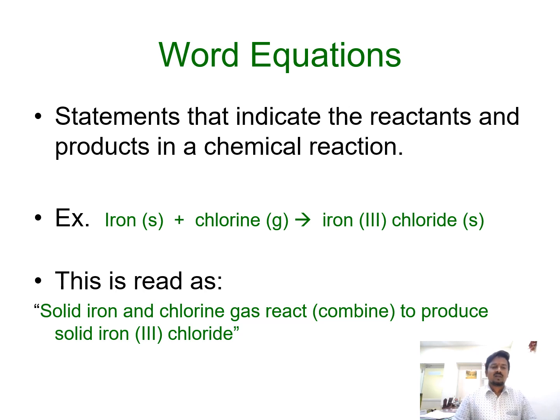Statements that indicate the reactants and products in a chemical reaction are called word equations. For example, iron in the form of solid and chlorine in the form of gas combine together to form iron(III) chloride, which is a solid. This reads as solid iron and chlorine gas react to produce solid iron chloride.